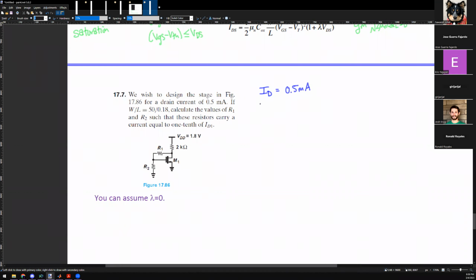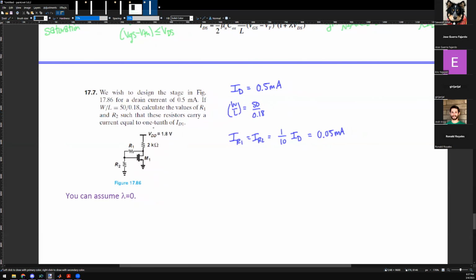If W over L is equal to 50 divided by 0.18, calculate the value of R1 and R2 so that these resistors carry a current equal to 1/10 of ID. So I want the current in R1, which is equal to the current in R2, which is equal to 1/10 of ID, which we can solve for right now, right? This is 0.05 milliamps. Would you guys agree? Yes, it is.